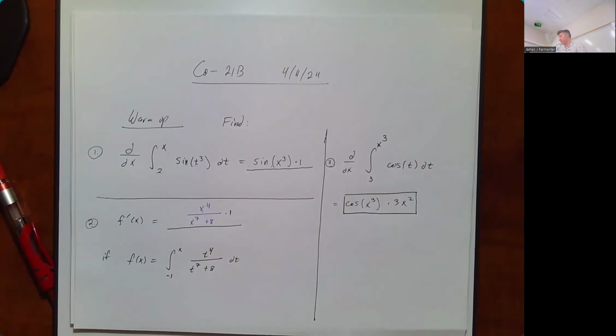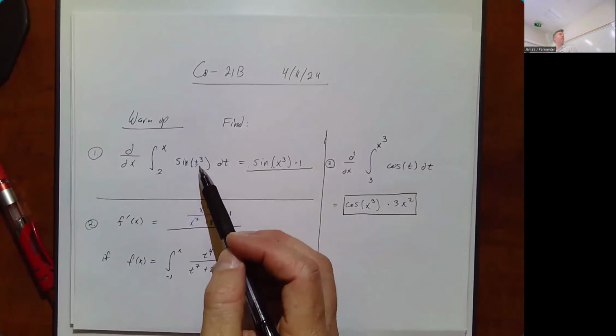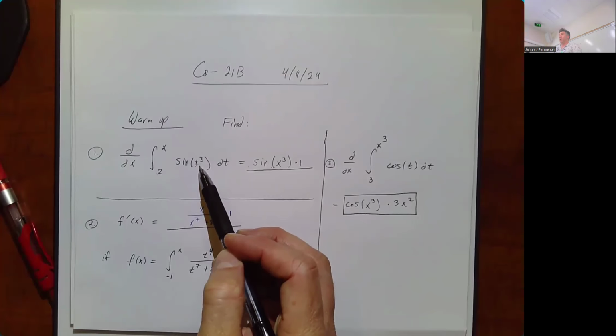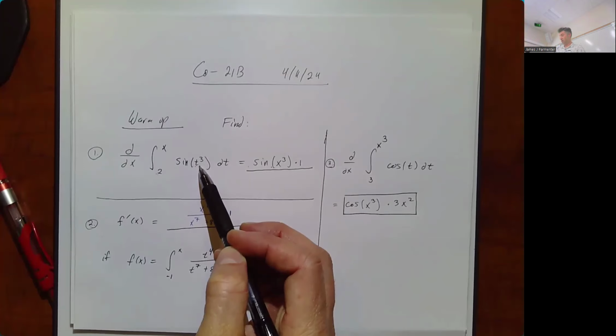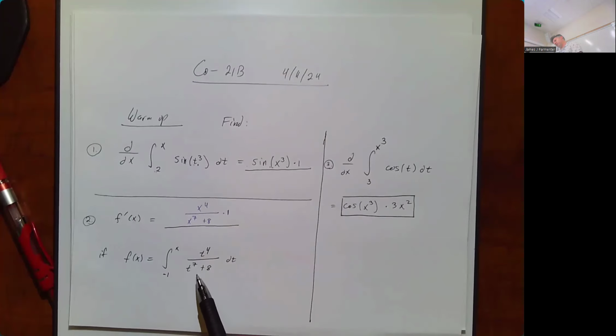I will point out a couple things actually. This first one here is probably not antidifferentiable. I have no idea what the antiderivative of sine of t cubed is. It probably doesn't exist. Same deal down here. This one, nope, I'm pretty sure this one also is not antidifferentiable. There are some functions that you just cannot find the antiderivative of. That's okay. We're not being asked to.